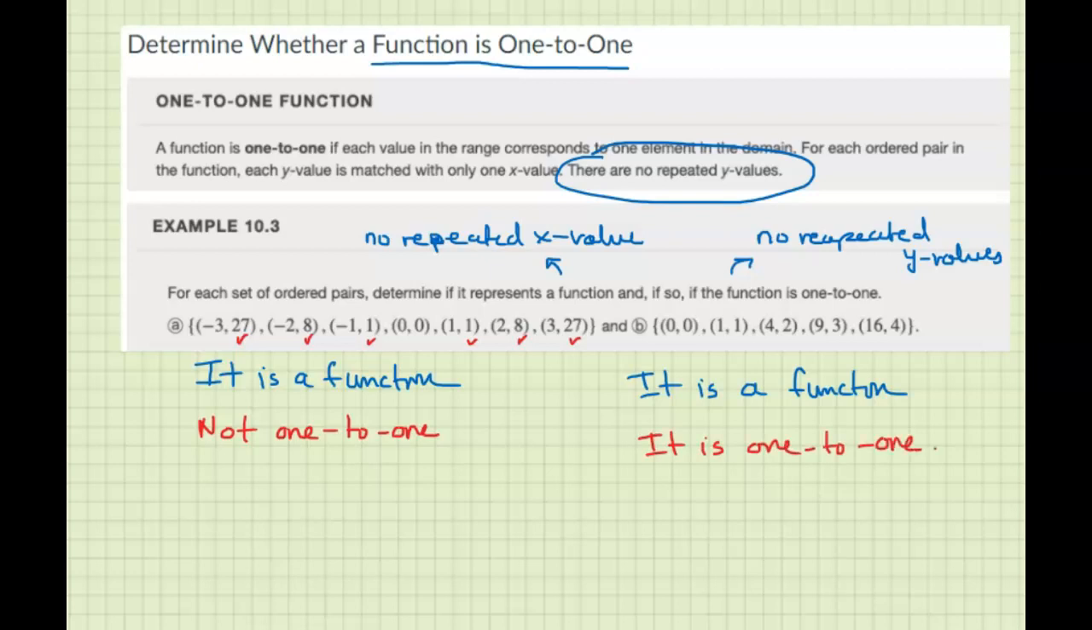Alright, so this will be important when you look at exponential and logarithmic functions. We need them to be one-to-one in order to be able to solve equations, graph, and so on. Okay? And other types of functions, but specifically we're going to look at exponential and logarithmic functions next.